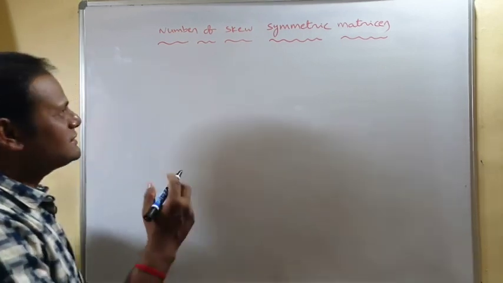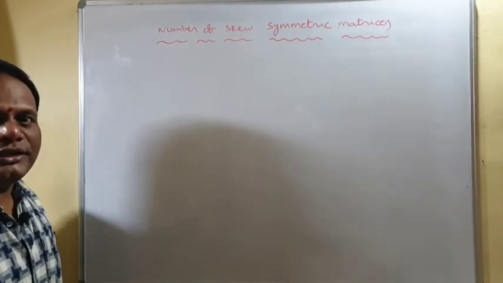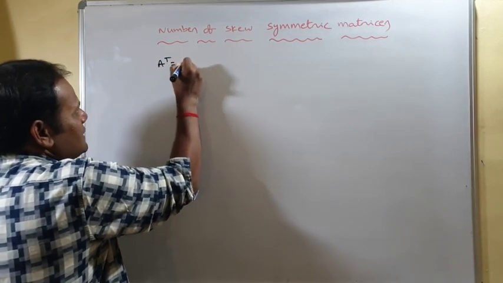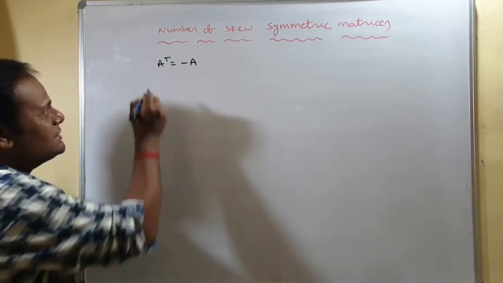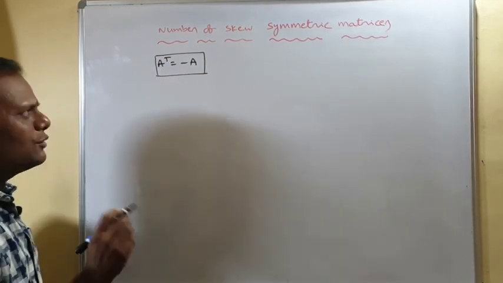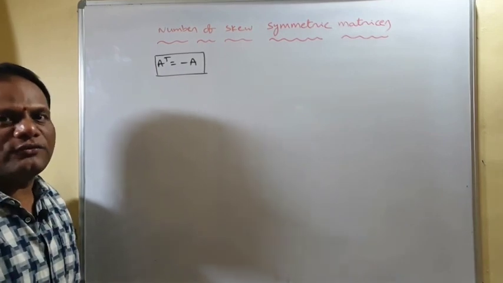Listen. A square matrix A is said to be skew symmetric if A transpose is equal to minus A. It is the definition for a skew symmetric matrix. How to write an example for skew symmetric?